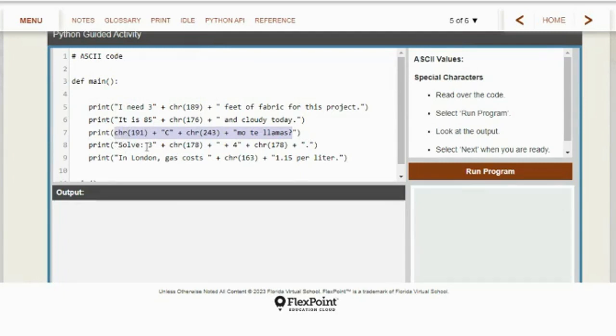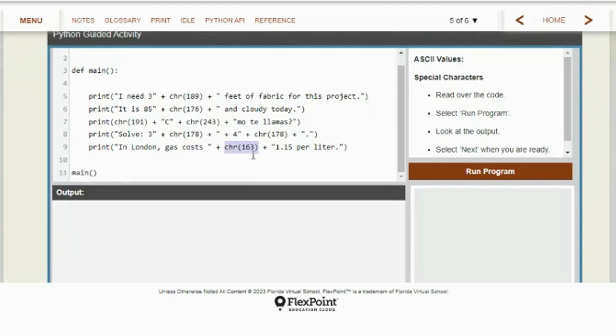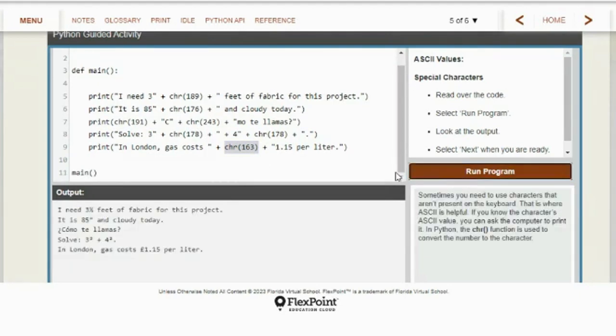Print solve 3, and then actually this character, plus 4, plus this character, and then a period at the end. In London, gas cost this character's $1.15 per liter. So it's probably a euro. That's probably the euro symbol, euro 115 per liter. And that's the end of the message. So let's run it and see what it looks like.